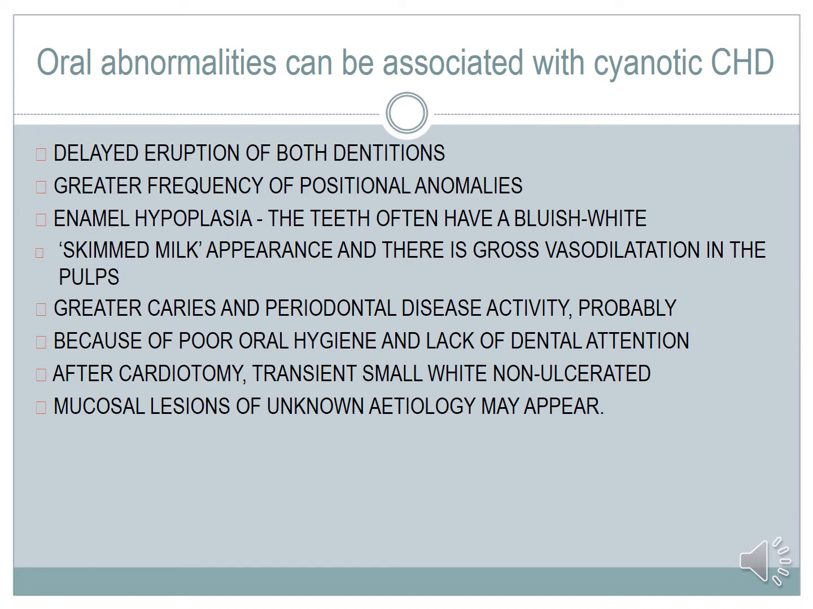So, oral abnormalities associated with cyanotic congenital heart disease are delayed eruption of both dentitions, greater frequency of positional anomalies, enamel hypoplasia, skimmed milk appearance, and gross vasodilation in the pulp, and greater caries and periodontal disease activity because of poor oral hygiene and lack of dental attention. Then mucosal lesions of unknown etiology may appear.